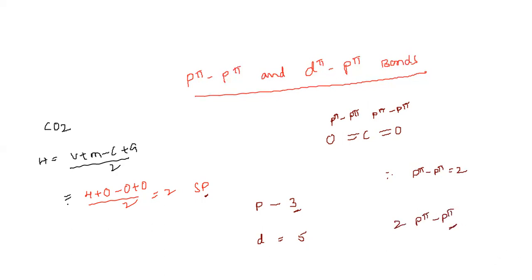I will discuss another example. Here we take the SO3 molecule. In SO3, S is sulfur, which is in group six. So hybridization equals (6 + 0 − 0 + 0) / 2. This is the hybridization technique we discussed previously. So here it is 3, sp2.